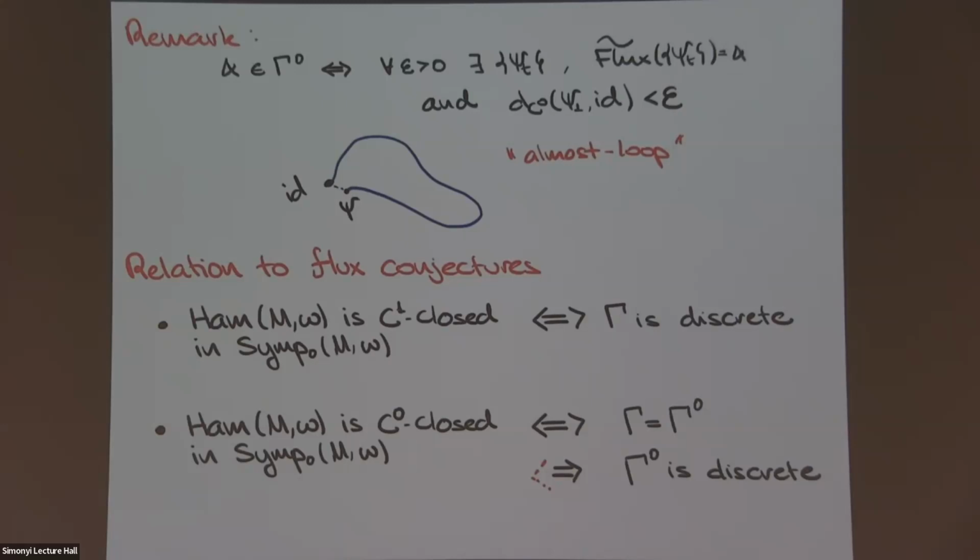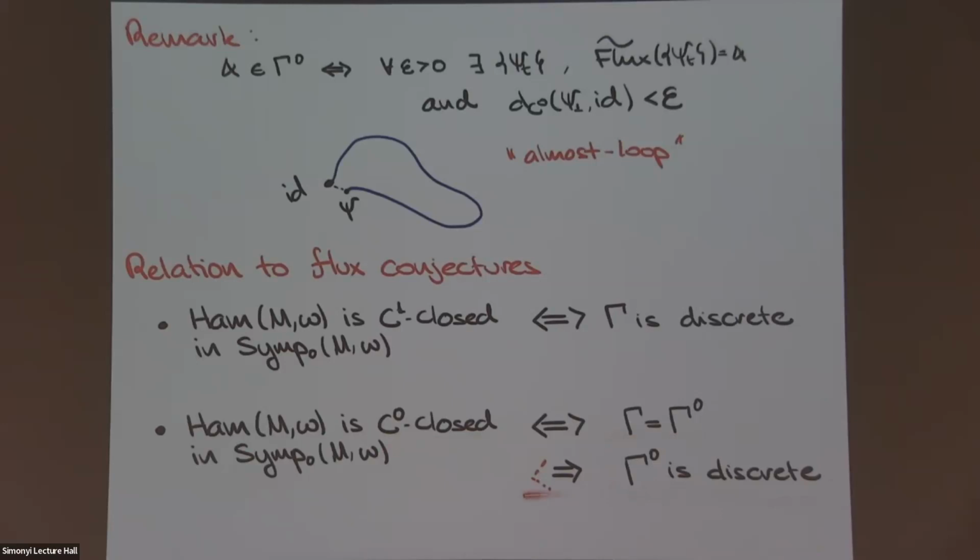So now, what's the relationship between the flux conjectures and the flux groups? Well, in the C1 case, asking if Ham is C1 closed in Symp_0 is equivalent to showing that the flux group is a discrete subgroup of the first de Rham cohomology. And that's in fact what Ono showed in 2006. Now, the C0 case, asking if Ham is C0 closed in Symp_0, is equivalent to showing that the C0 flux group is equal to the usual flux group. And in particular, that implies that the C0 flux group is a discrete subgroup of the first de Rham cohomology.